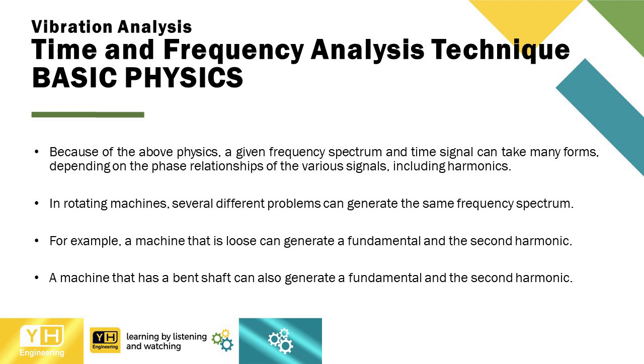Because of the above physics, a given frequency spectrum and time signal can take many forms, depending on the phase relationships of the various signals, including harmonics. In rotating machines, several different problems can generate the same frequency spectrum. For example, a machine that is loose can generate a fundamental and the second harmonic. A machine that has a bent shaft can also generate a fundamental and the second harmonic.